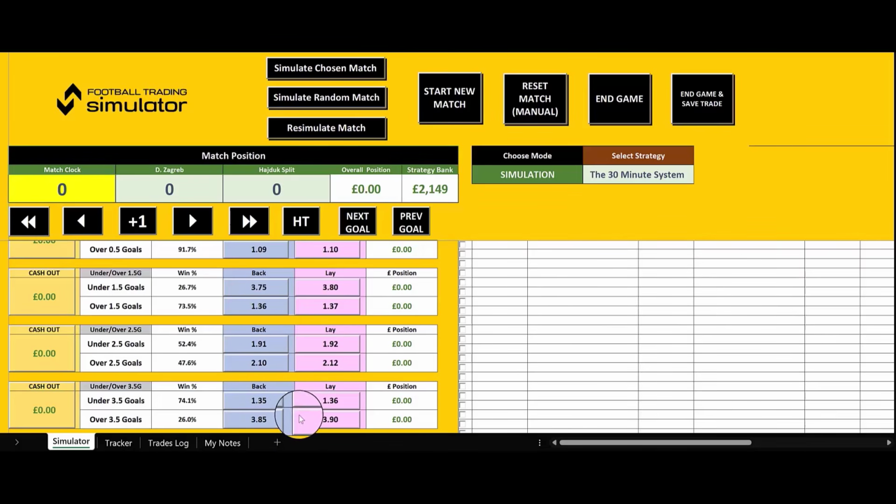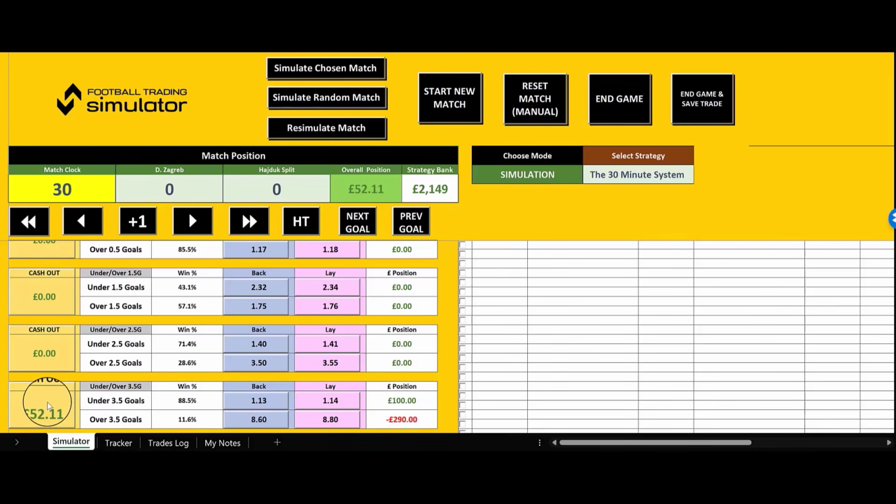And we got this one here, which looks like a match from Croatia. So Dinamo Zagreb against Hajduk Split. We're going to lay over 3.5 goals here at 3.9. Now let's see what happens. After the last one, hopefully we get an easy win, right? Let's move it forward 10 minutes. We're looking good after 20 minutes. We're looking good. Can we get a nice easy win on this one? If we get to 30 minutes. We got it. Okay.